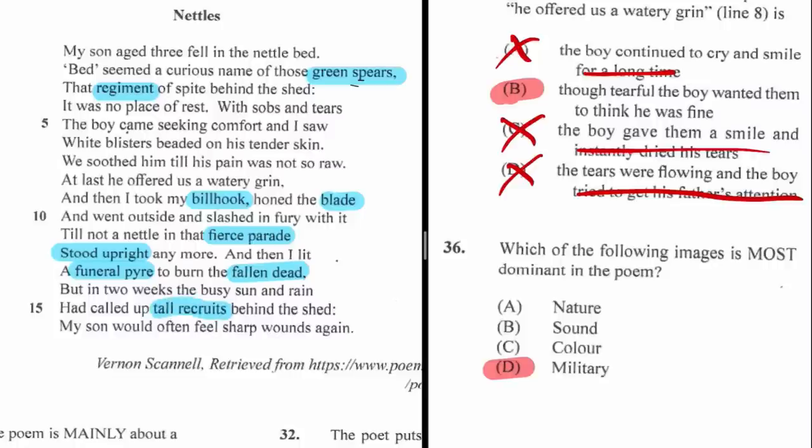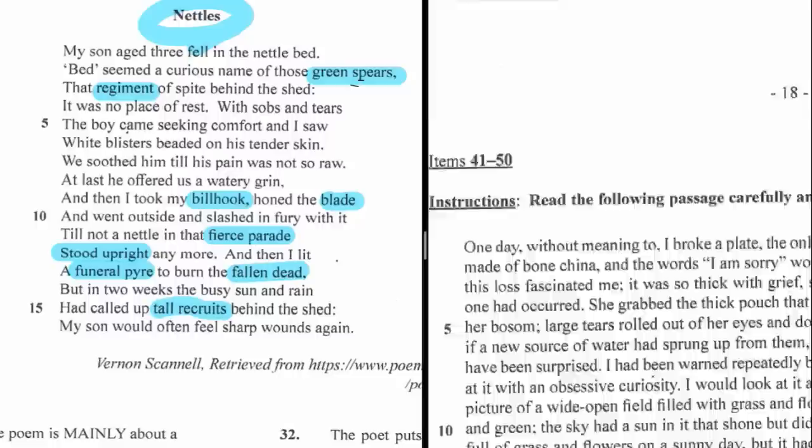Tall recruits, military. Yeah, that might be, but there might be others. Now, there is some nature in the poem. Obviously, nettles, nature. However, this cannot be the dominant, certainly not the most dominant image in the poem, because we have so many military references. And sound and color, these are completely out. A gets second place, but of course we don't want the second place answer.